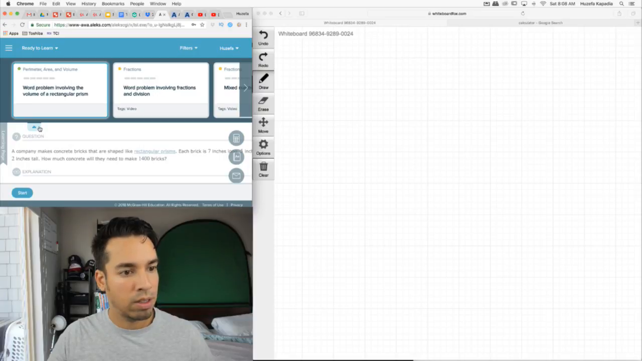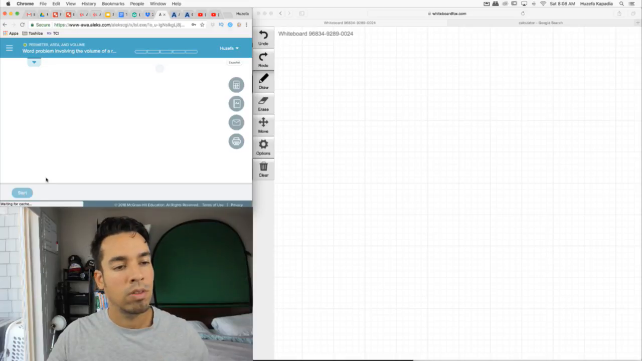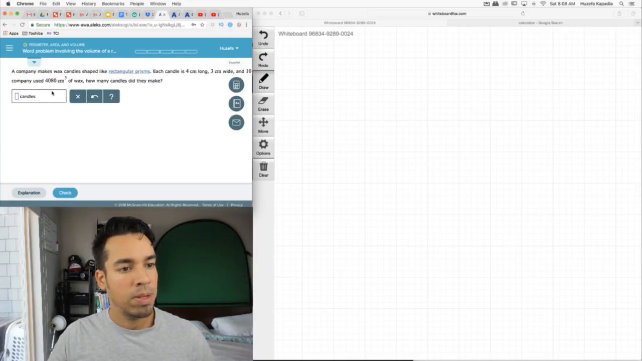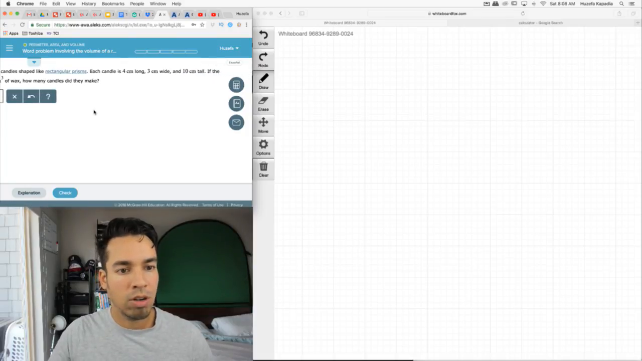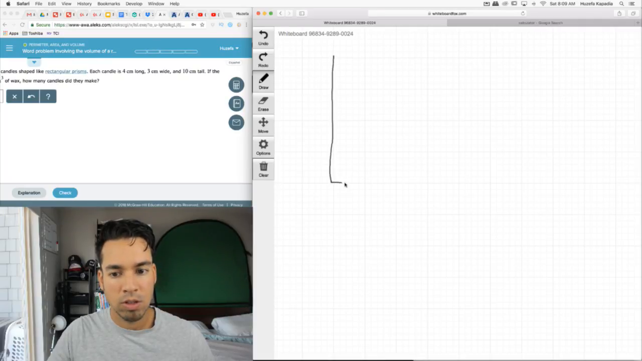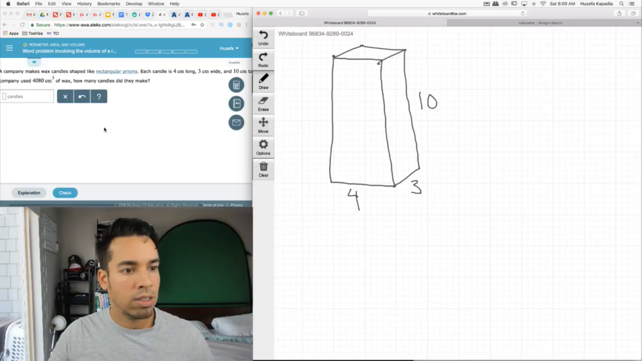Word problem involving the volume of a rectangular prism. The company makes wax candles shaped like rectangular prisms. Each candle is 4 centimeters long, 3 centimeters wide, and 10 centimeters tall. So a rectangular prism, again, is like a box, so I'm going to draw it out like this. So it's 4 long, 3 wide, and 10 tall. If the company used 4,080 centimeters cubed of wax, how many candles did they make?